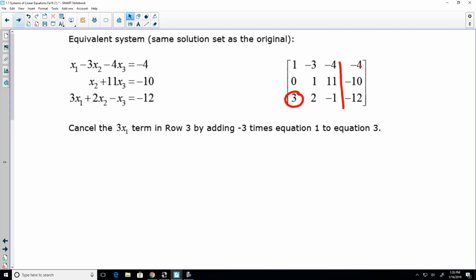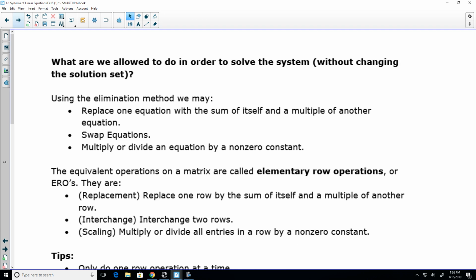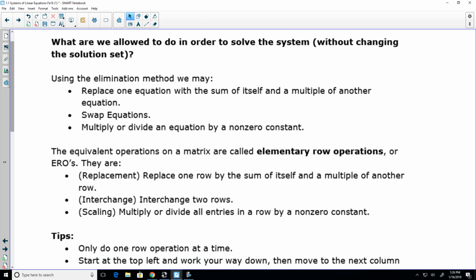Okay? So, what are the things that you can do? What are we allowed to do in order to solve the system without changing the solution set? So what can we do without messing up the solutions? We do want to change the system. We want to simplify it. But we don't want to mess up the solutions. We want our solutions to be the same.